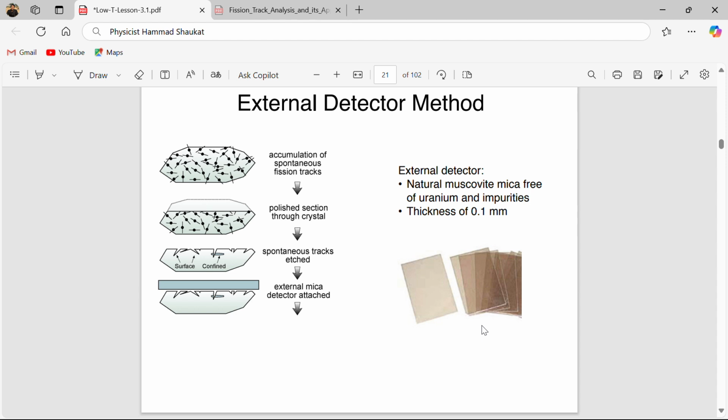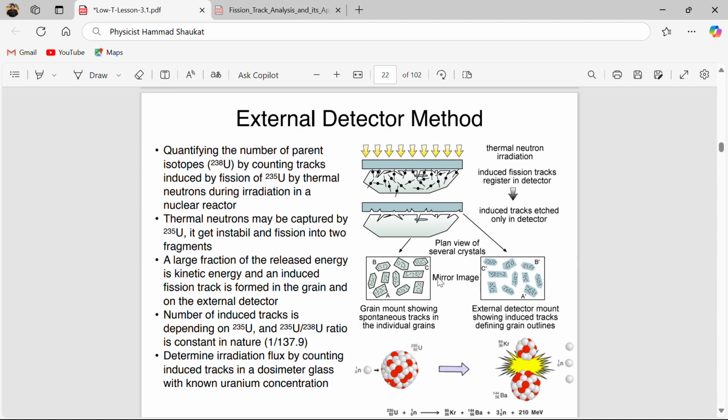This is the same external detector method which I already mentioned before. Basically, the external detector is natural muscovite mica, free of uranium and impurities, and the thickness of this external detector is about 1 millimeter. So this is again the same external detector.